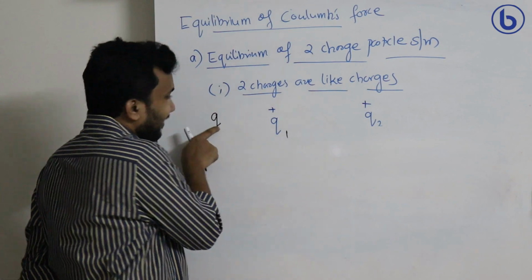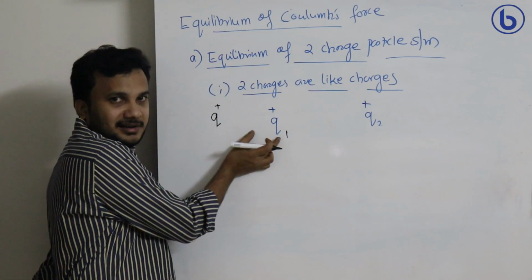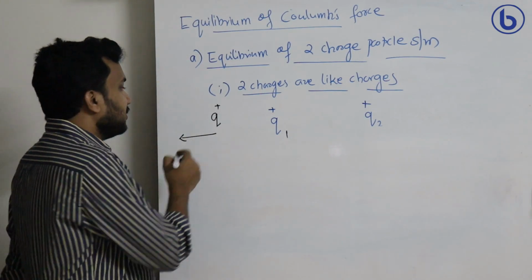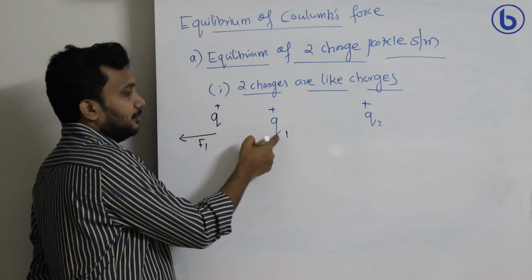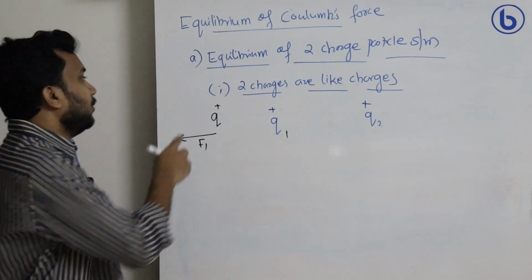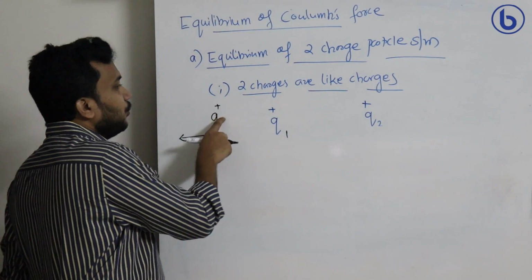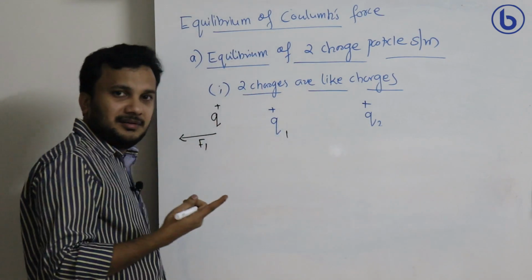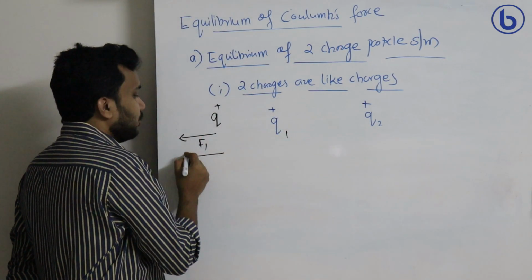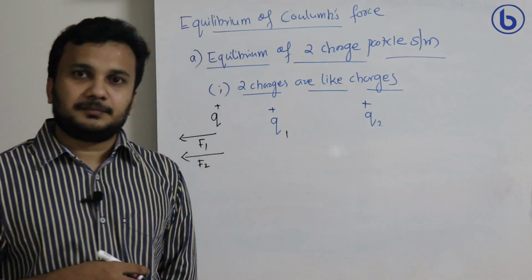So this capital Q, because of Q1, what will happen to this Q? Will Q attract towards Q1? This is also positive, so it will not attract, it will repel, so it will move like this. This is the force on this charge due to the first charge, so I am calling it F1. And Q is positive and Q2 is also positive, so will Q attract towards Q2 or repel? It will repel, it will not attract, because both are positive. So it will move like this, and we have another force called F2.